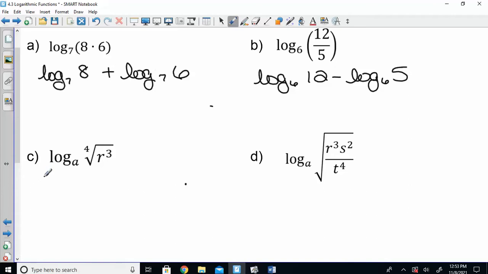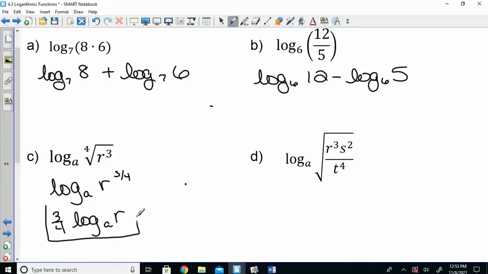On C. So, on this one, let's rewrite it without a 4th root first. So that would be log base A of R to what power? 3/4. Then properties of logs, that 3/4 can come down in front. And it's just the coefficient, so it's just 3/4 times log base A of R.